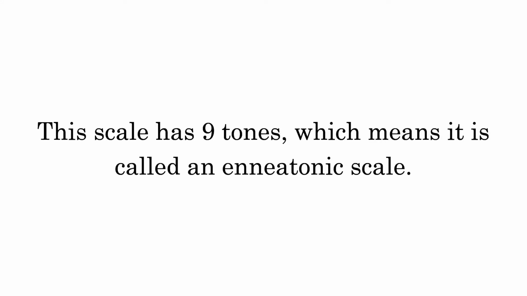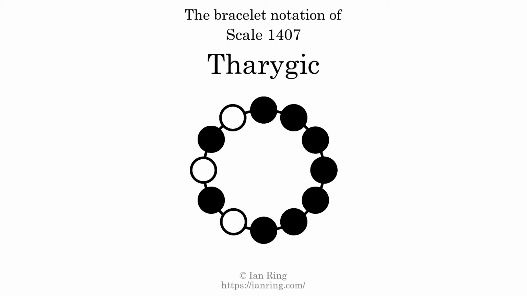This scale has 9 tones, which means it is called an enneatonic scale. This is a bracelet notation diagram of scale 1407. The shaded circles represent tones that appear in the scale, and they are read clockwise, starting at the top.